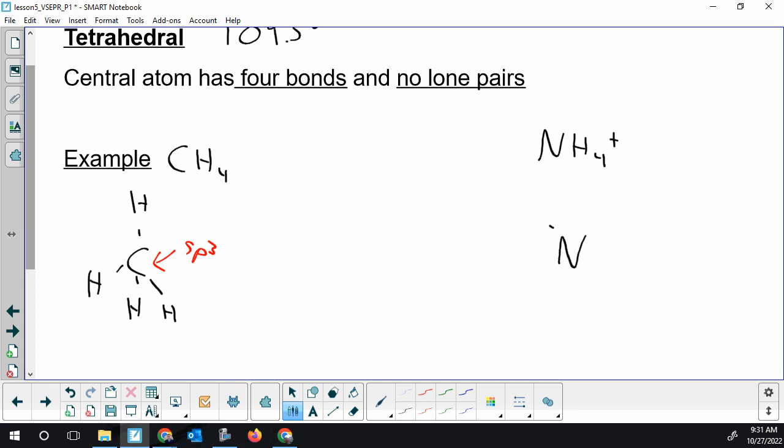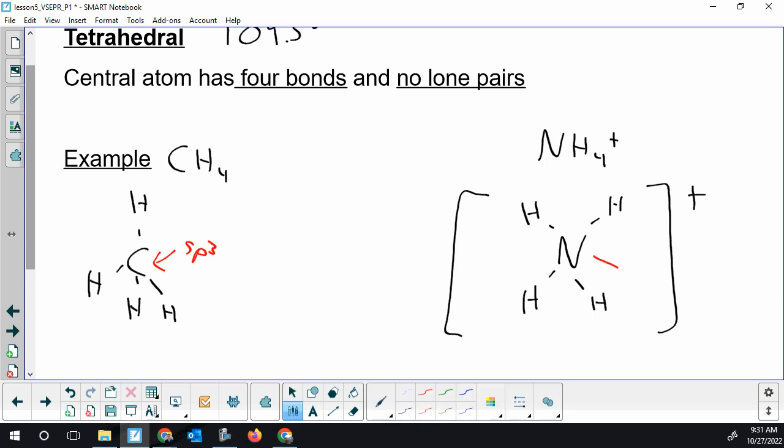So we have nitrogen as the central atom. When you connect the 4 H's, you use up all 8 electrons. So there's no need for a lone pair on that nitrogen. There are no electrons left. And this has 4 bonds and no lone pairs, or the 4 bonds lead to sp3 hybridization. Either way, tetrahedral, 109.5.